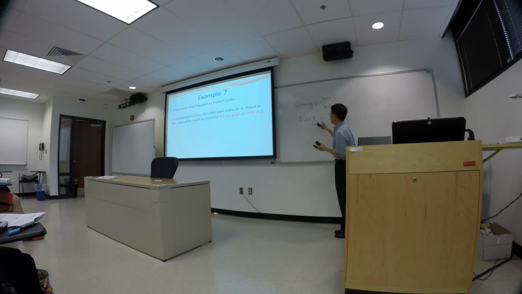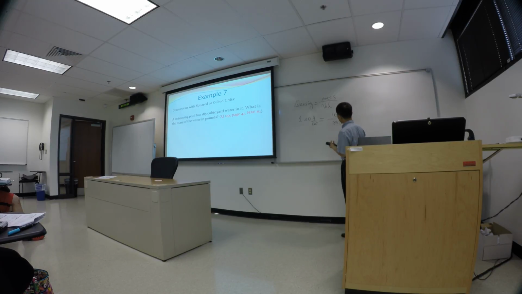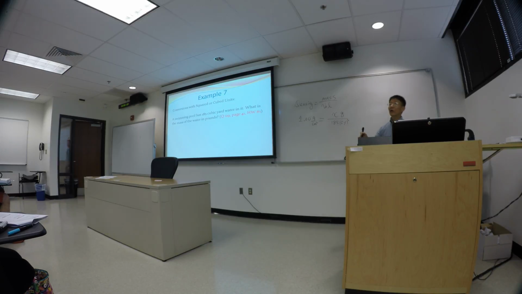This is what we have here. Density equals mass over volume. Okay, now we can figure out how many grams of water we have based on the density of water. 1 gram per cubic centimeter equals mass in grams divided by cubic centimeters. So in order to figure out the grams of water, we have to convert cubic yards into cubic centimeters.